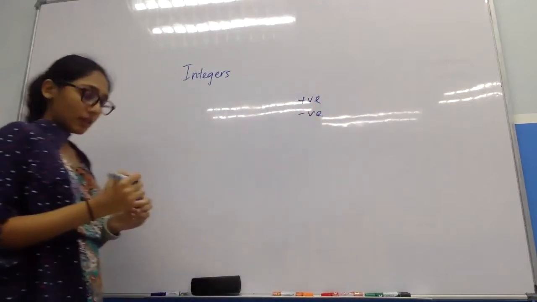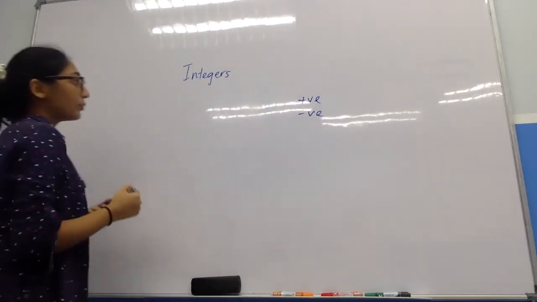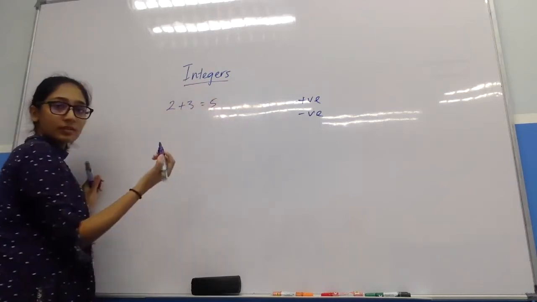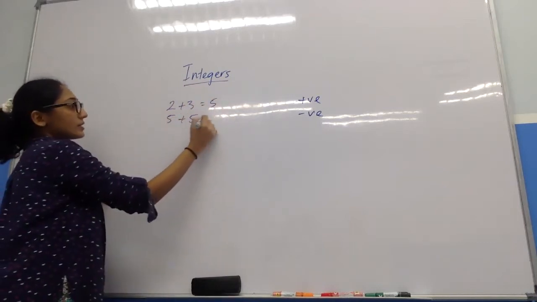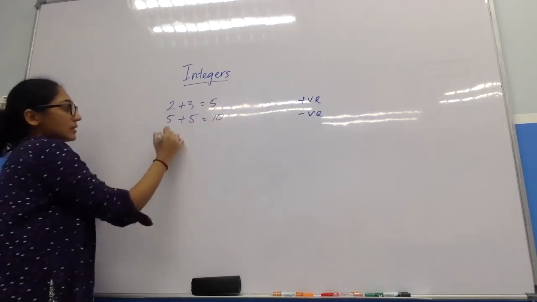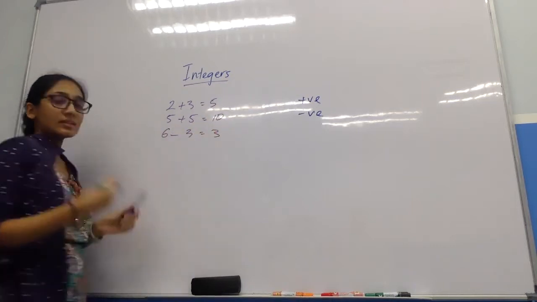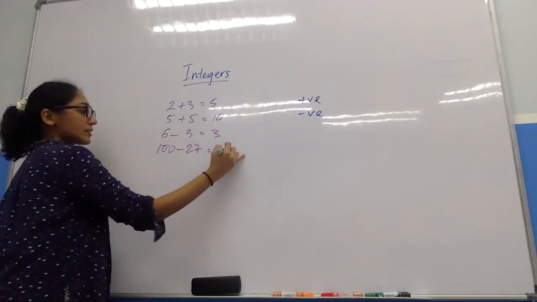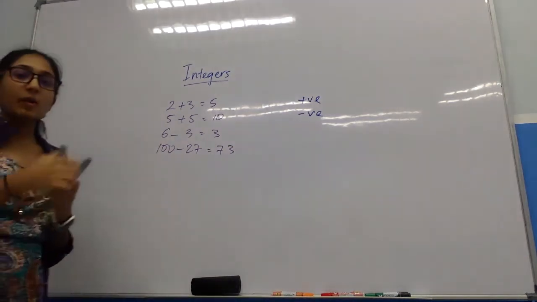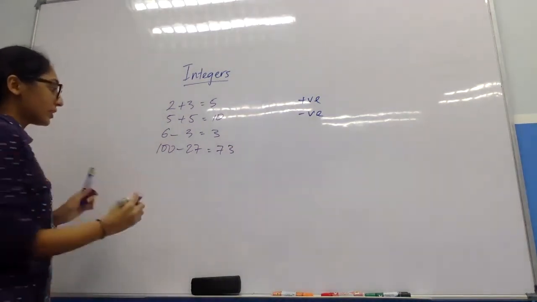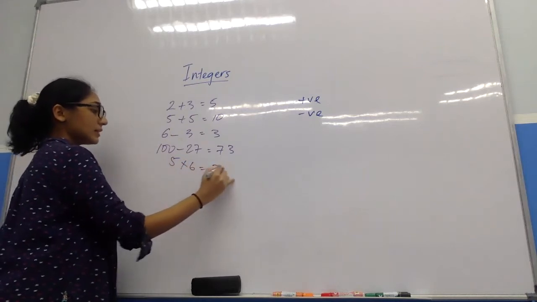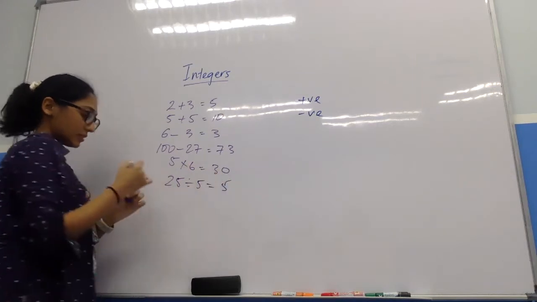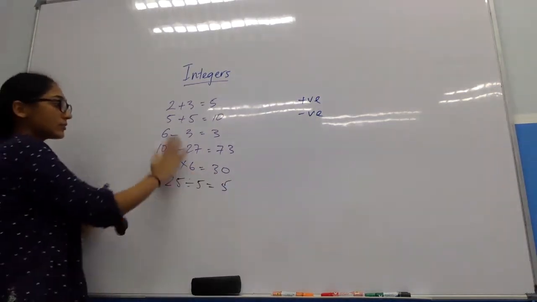Okay, so let's say, we all know this. 2 plus 3 is 5. 5 plus 5 is equal to 10. 6 minus 3 is equal to 3. These are things we are used to. 100 minus 27 is 73. These are operations that we are used to. 5 times 6 is 30. 25 divided by 5 is 5. So these are simple. These are all positive numbers.